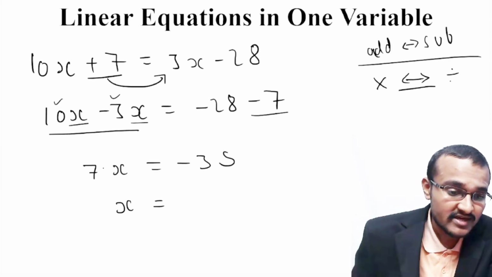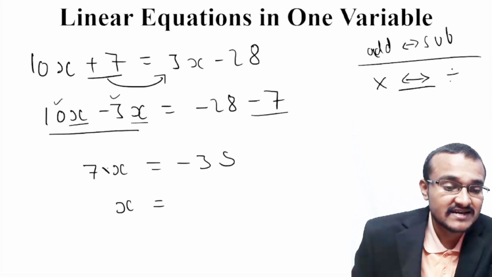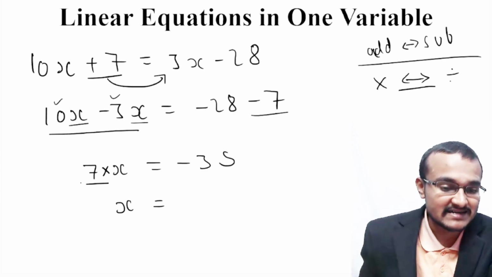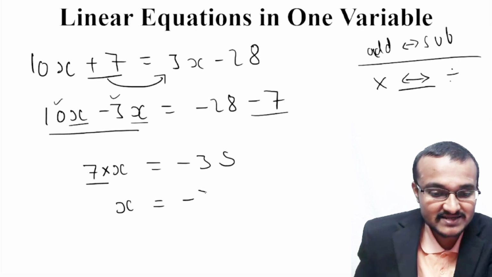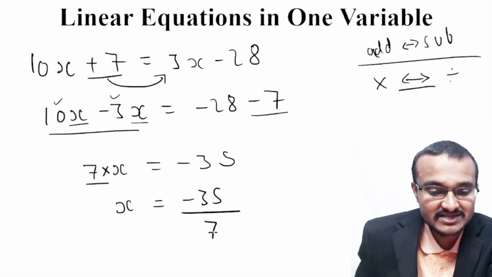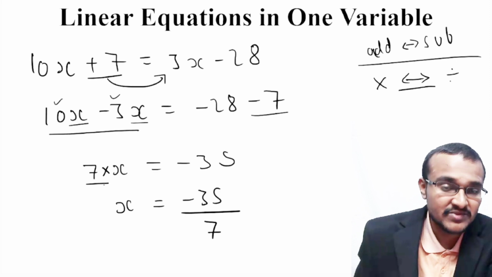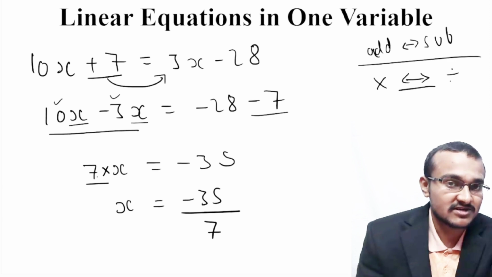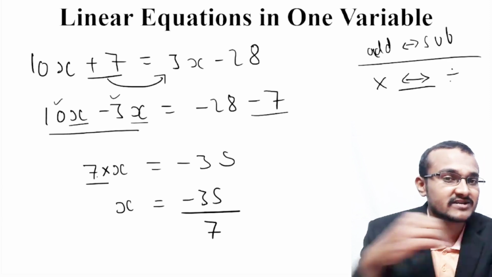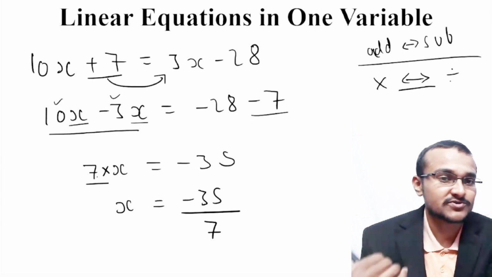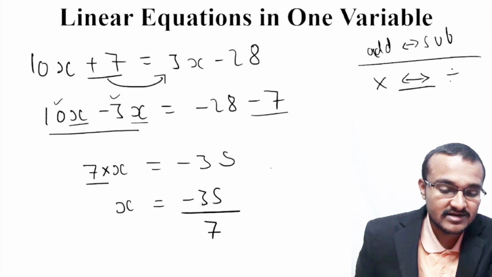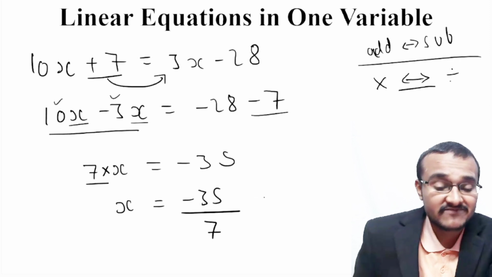So now here it is actually 7x. 7x means it is actually 7 into x. So now 7 into will become divided by 7 when you bring it to the right hand side. So when you bring this 7 to the right hand side, it will become 35 divided by 7, because here multiplication was there. So when a multiplication operation is brought to the right hand side, it will become a division operation. So now 35 divided by 7: 7 ones are 7, 7 fives are 35.